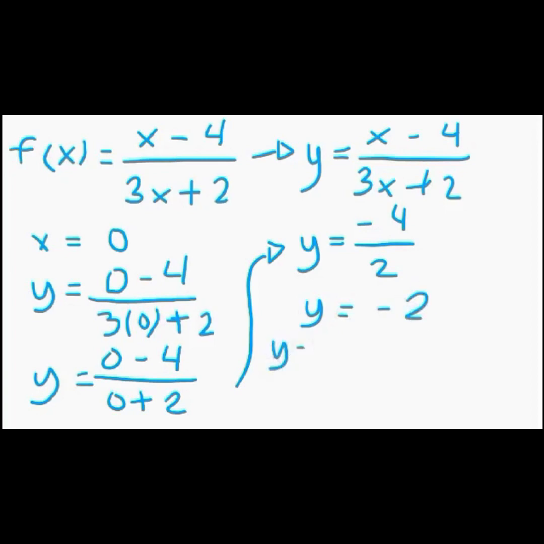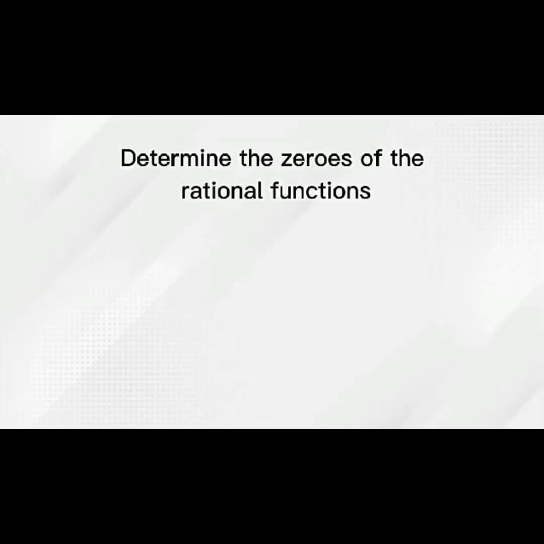Therefore, our y-intercept has a coordinate of (0, -2). Next is determine the zeros of the rational function, which is g of x equals (x minus 5) over (x plus 2).